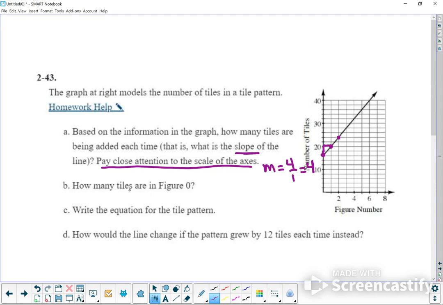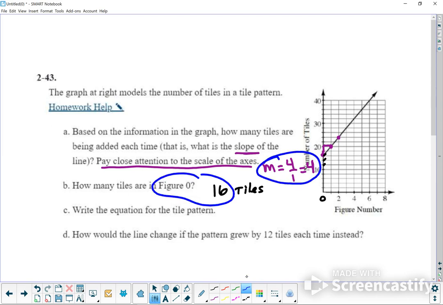How many tiles are in figure 0? Maybe they should ask that, but figure 0 is this one right here, and that's going to be 16 because it's going to count by 2. So it's 10, 12, 14, 16 right there. So 16 tiles. Write the equation for the tile pattern. All we need to write the equation is the slope, which is 4, and figure 0, which is 16.